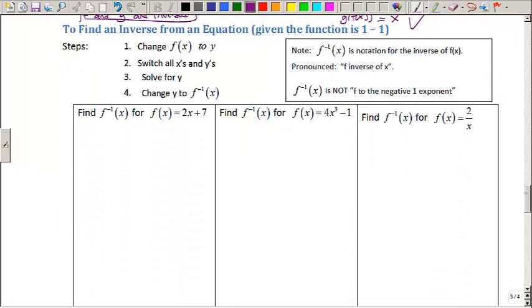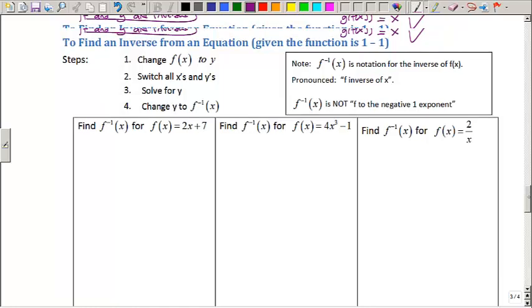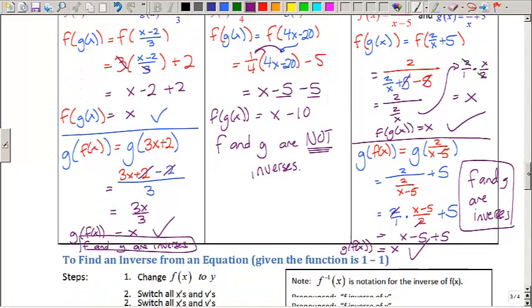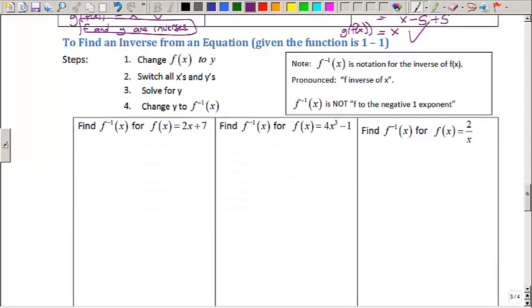The next type of problem that you'll be asked to do is to find an inverse from an equation, given that the function is 1-to-1. So in this case, I'm only giving you one function, which I've already told you is 1-to-1. I can't use the definition above, because there I used two functions to determine if they are inverses or not. In this case, I'm only given one function, and I'm asked to find the other function. I clearly can't use the same method because I don't have two functions.